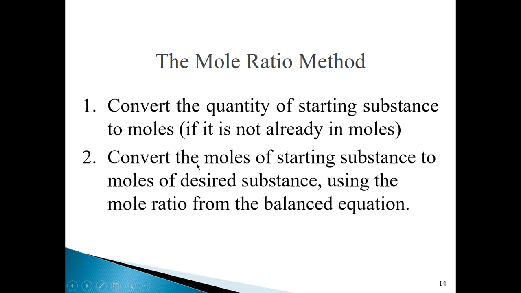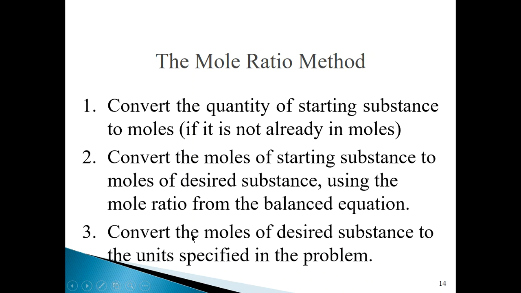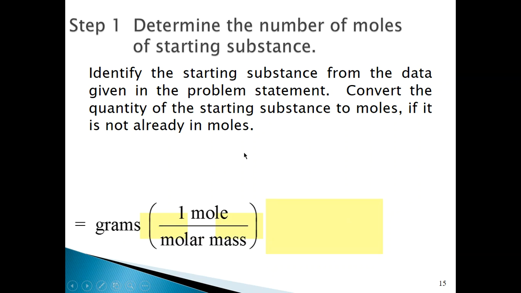So that's step one. Step two, you have to convert the moles of the starting substance to the moles of the desired substance, and this is where the mole ratio comes in from the balanced equation. And then step three, you have to convert the moles of the desired substance to the units specified in the problem. So again, you might be given a question where you're asked to determine, for example, the mass of a substance, but after doing steps 1 and 2, you end up with the moles of that substance. Then the next step, if required, is that you convert that to whatever the units. So it could be asking for grams, you'd have to convert from moles to grams in that case.